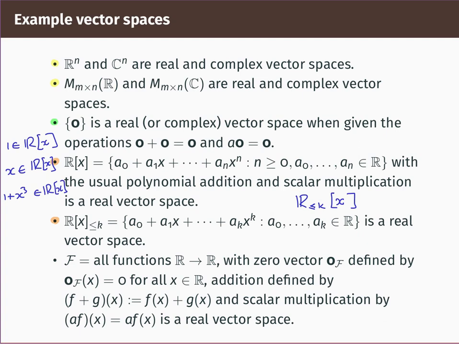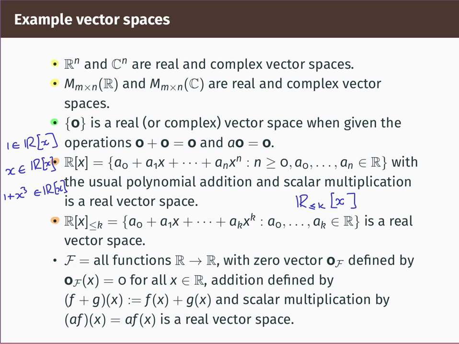So all things of the form a0 plus a1 times x plus a2 times x squared and so on up to ak times x to the k, where x is a variable and indeterminate, and a0 up to ak are real numbers. And again, this is a real vector space where you give it the normal polynomial addition, the normal way to multiply a polynomial by a real number, and the 0 vector is just the constant polynomial with value 0. That is a real vector space. And of course you could replace the real numbers with the complex numbers and get a complex vector space.